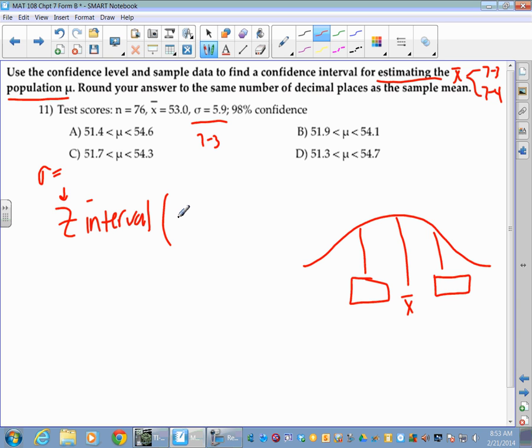What's it go? Standard deviation 5.9. X bar 53. N 76. And the confidence level 0.98. Okay. And see, we know X bar is 53. What'd you get for these numbers when you typed it out? Yep. And 54.6. There's a small error right there, but okay.